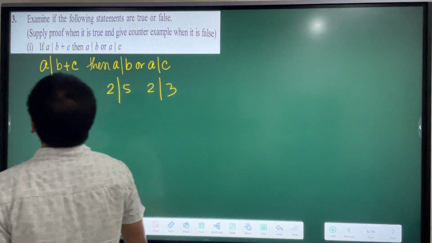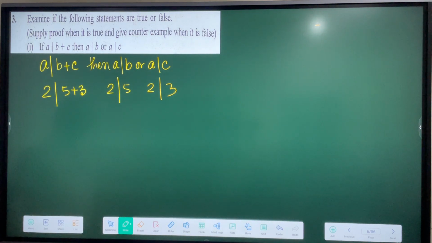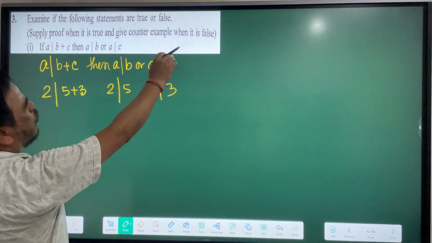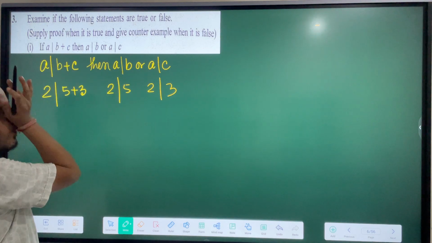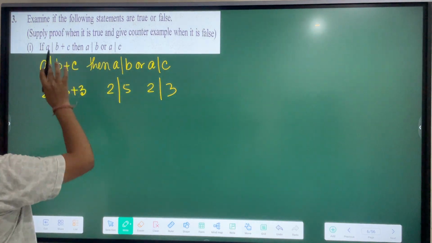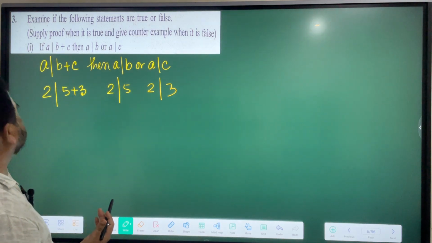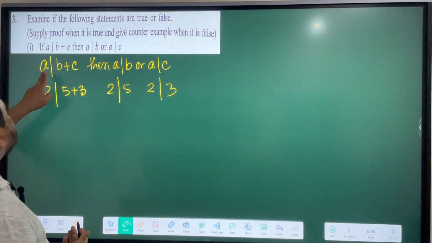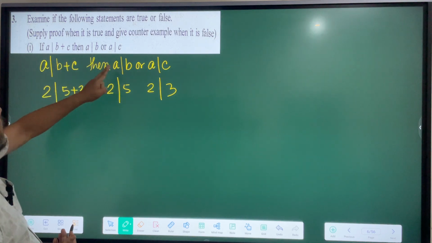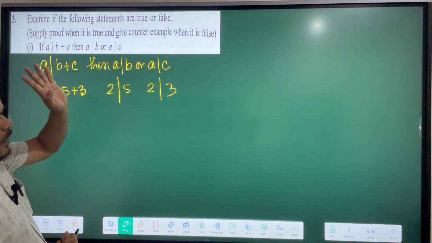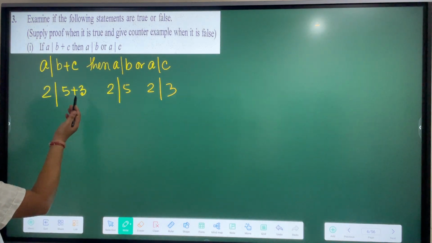Number 3. Examine if the following statements are true or false. Supply proof when it is true and give a counter example when it is false. So, if it is true, we have to prove. If it is false, we have to give some counter example. It is given here, a divides b plus c, then a will divide b and a will also divide c.